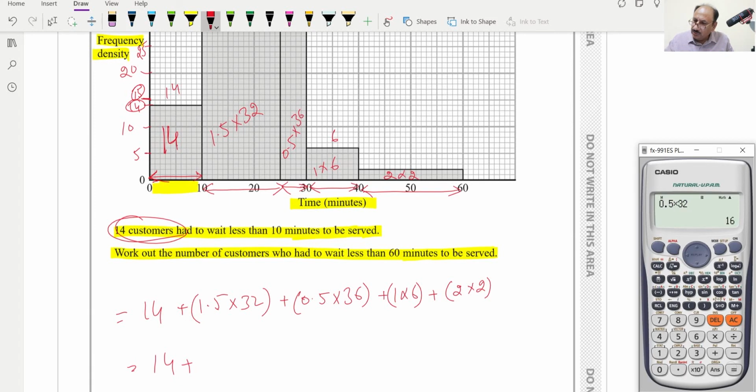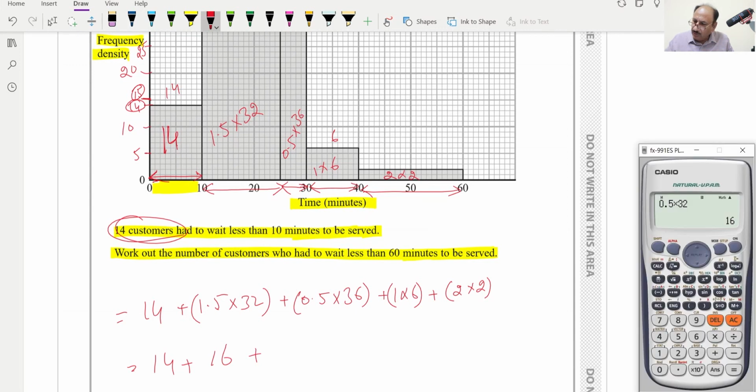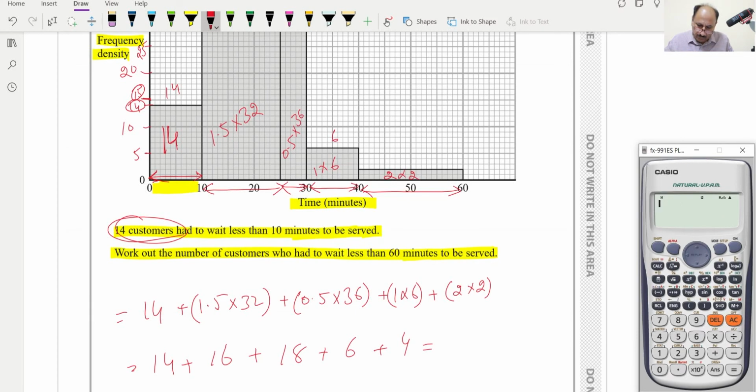multiplied by 32 is equal to 16, plus 0.5 multiplied by 36 is equal to 18, plus 1 into 6 will be 6 and 2 into 2 will be 4, and we can add these up: 14 plus 16 plus 18 plus 6 plus 4, and this is equal to... we have made some mistake.